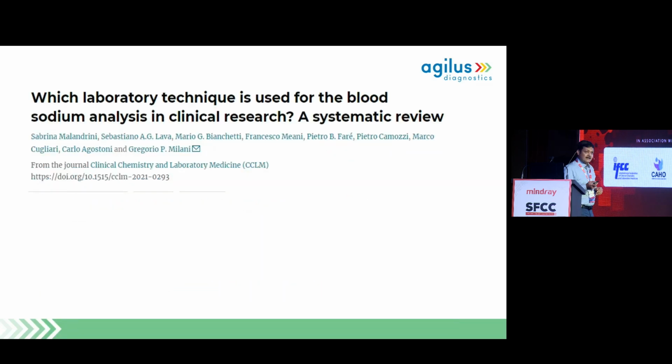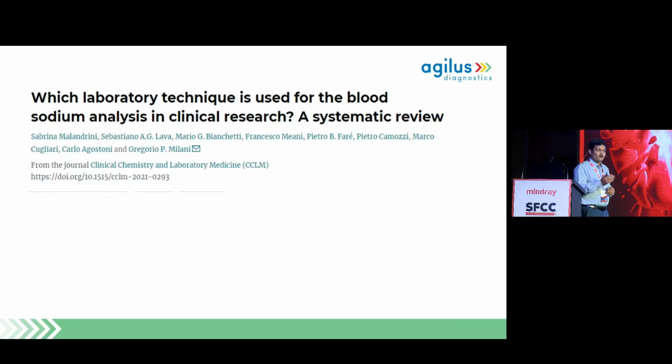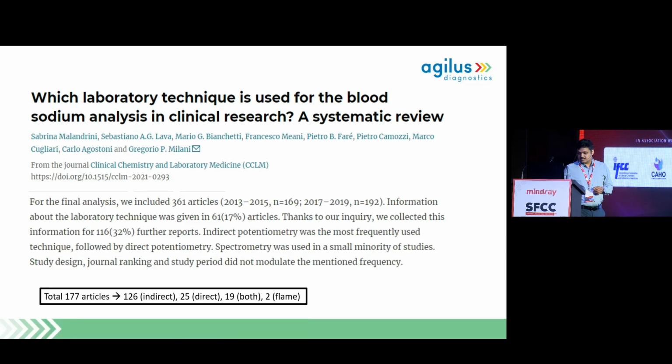So which laboratory technique? I went and saw how many people use direct ISE and indirect ISE. There was a very good systematic review where people checked what technique is being used in hospitals. They took 361 articles and they had information in only 177 articles, where 126 were indirect, 25 were direct, 19 were both, and 2 were flame. And the remaining 50% of articles didn't have information.